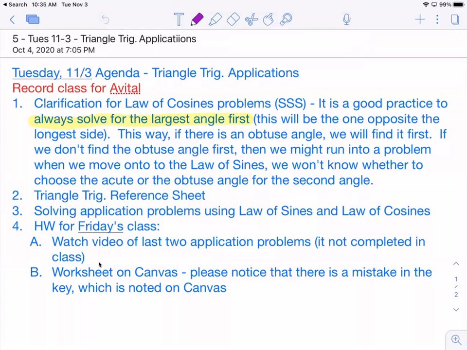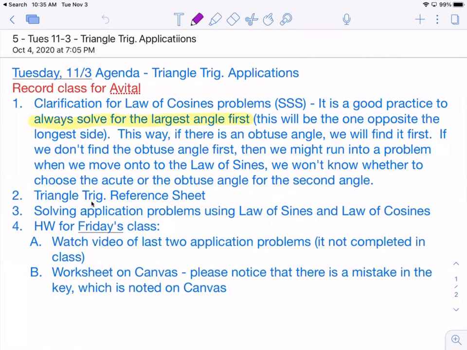I don't think we'll finish the notes. So for homework, I made videos of the last two examples. So depending on how far we get, you'll probably have to watch those. And then there's a worksheet on Canvas. Okay, please note when you do that worksheet, there's a mistake in the key that's noted on Canvas. It says the answer to this problem is something else. So when you access that, you'll see it.